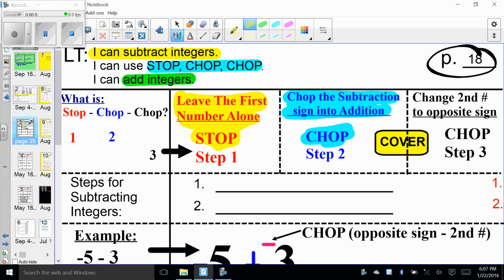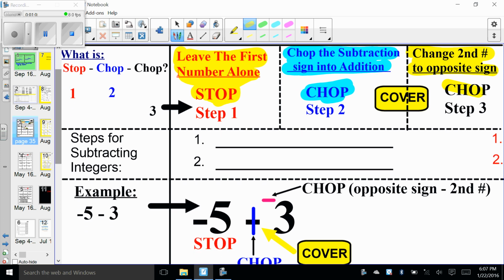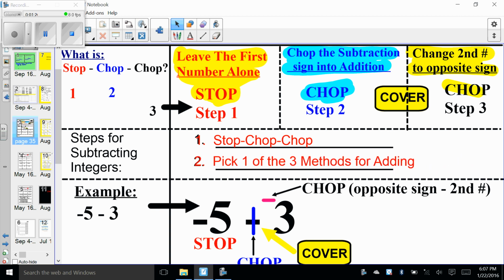And the last step then is we are going to chop again, and we're going to change the second number to the opposite sign. That's the piece that gets a little bit tricky on that last chop. So we're going to talk first of all about the steps of how we do this. Step one, we are going to stop, chop, chop, which we were just talking through. It might not be clear yet what you're exactly supposed to do, but that will be our first step once we learn how to do that. After we do stop, chop, chop, we're going to pick one of the three methods for adding. You had three methods that we introduced yesterday. We had the money in the bank example, we had the number line example, and we had the positive negative coin chart example. You get to choose.